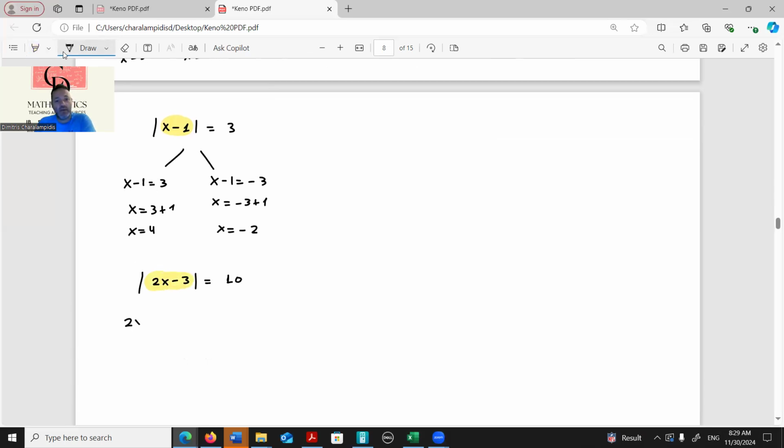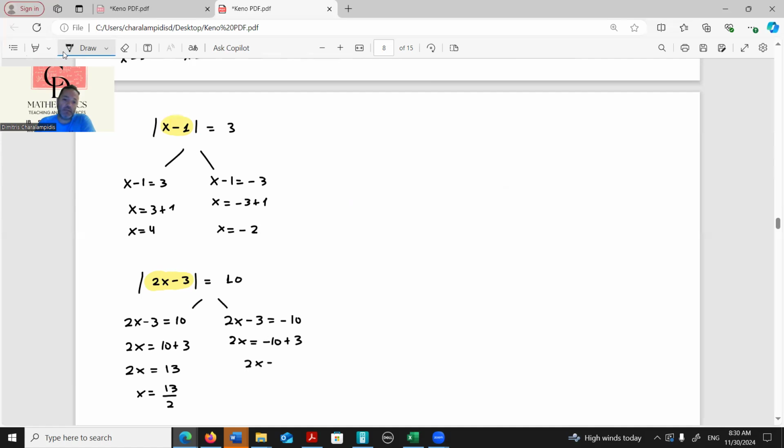And once we will make that equal to the positive number, and in a second case, we will make it equal to the negative. 2x equals 10 plus 3, which means 2x is 13, which means x equals 13 over 2. Or 2x equals -10 plus 3, 2x is -7, x equals -7 over 2.